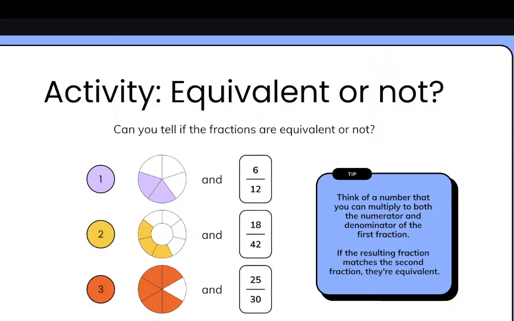Okay, here's an activity. Is it equivalent or not? Can you tell if the fractions are equivalent or not? Okay? So, if you can get into your groups, 2 to 3 should be fine. But for each pair, ask yourself, can I multiply or divide the first fraction to get the second one? If you can, which means yes, then they are equivalent fractions. But if you cannot, then they are not equivalent fractions.